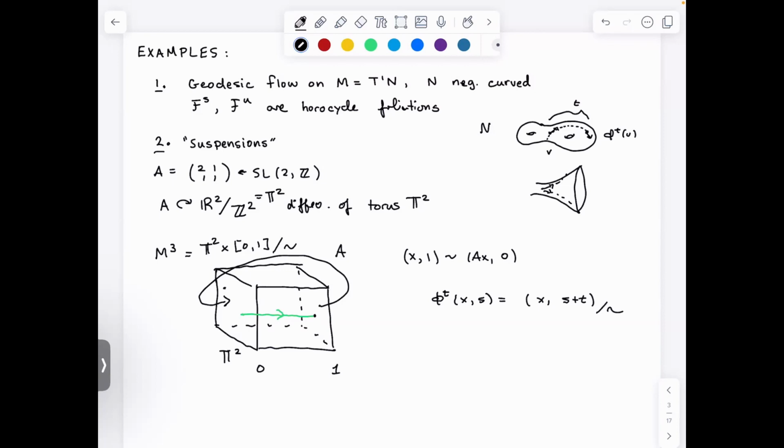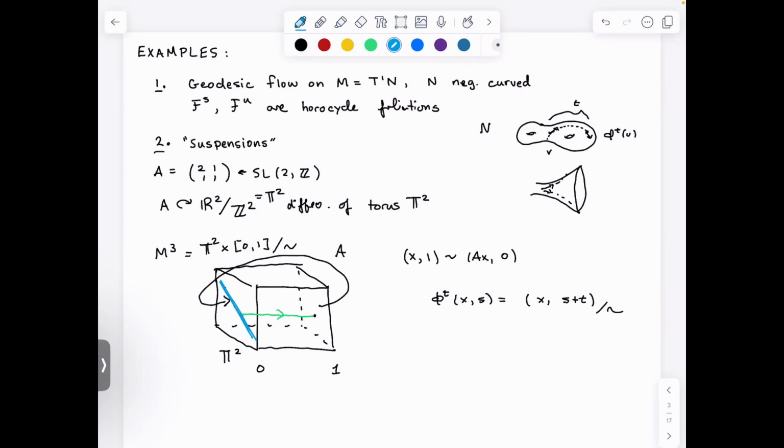Okay, how do I get these transverse directions of expansion and contraction? As you might guess, this just comes from the fact that I have eigendirections for my matrix. So if I take 2, 1, 1, 1, I think the contracting eigendirection is sort of sloped this way, right?